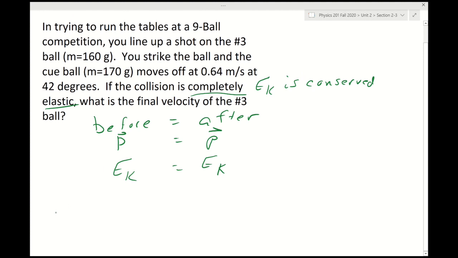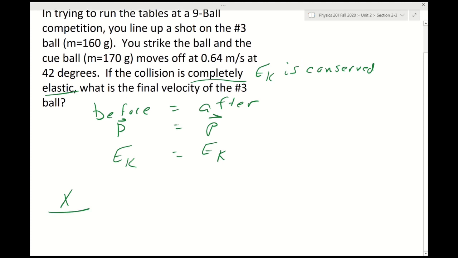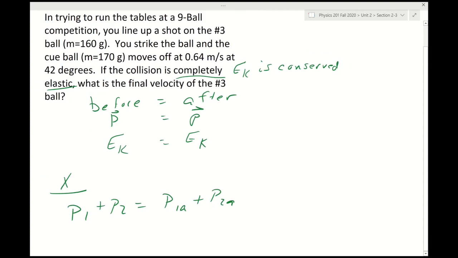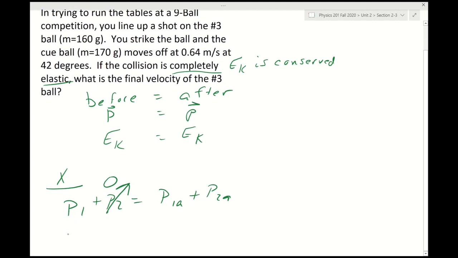So in the x direction, we have P1 plus P2 is equal to P1 after plus P2 after. Well, if we let P2 be the 9-ball, before the collision it shouldn't be moving. So all that we have is the mass times the velocity of the cue ball.